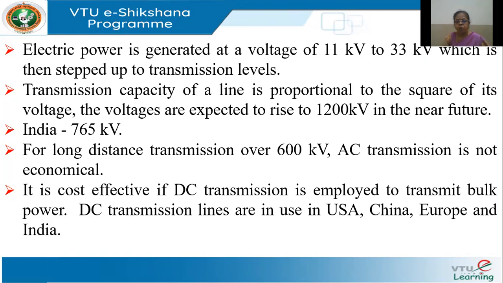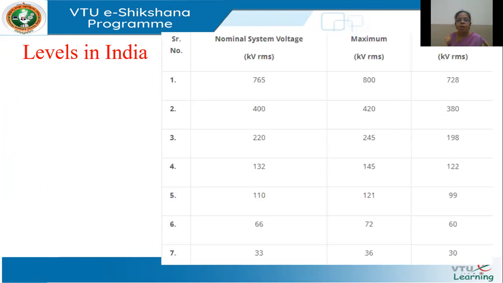There are many DC transmission lines across Europe, Asia, USA, China, and other countries, even in India. So in India, these are some of the common levels. So we have 765 kV. These are all RMS values. So please remember, in a three-phase system, the voltage you specify is the RMS line-to-line voltage.